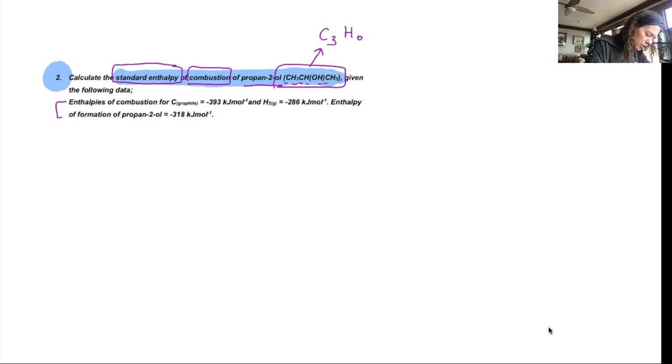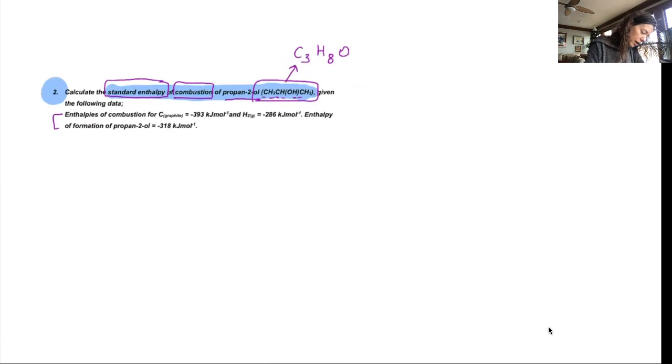So this time we don't have a target equation, nor do we have data. So we need to create all of those for ourselves. Let's just do that slowly, one step at a time. Standard enthalpy of combustion, rather, of propane-2-ol. I'm going to simplify this. I've got 1 carbon, 2 carbon, 3 carbons. I've got 3, 4, 5, 8 hydrogens, and I've got an oxygen. I'm going to simplify that for myself, okay?